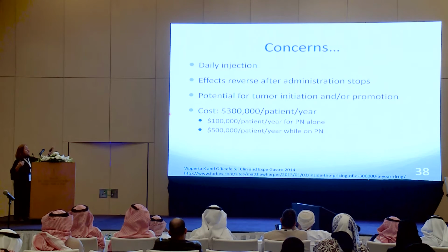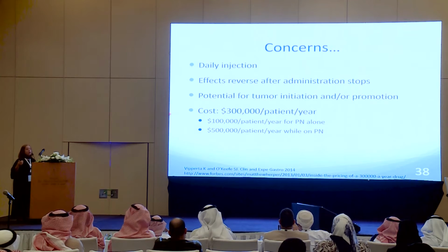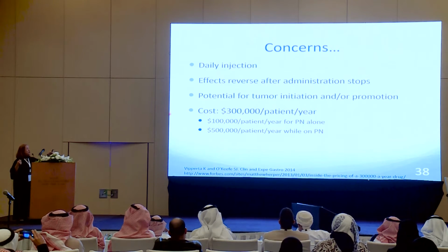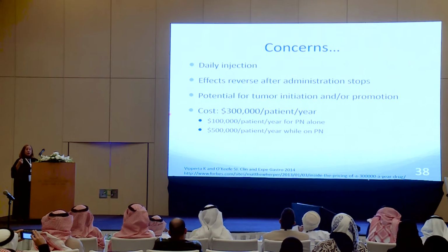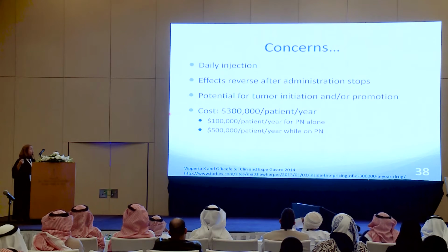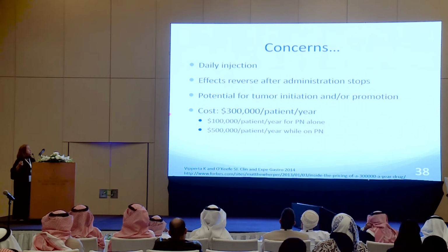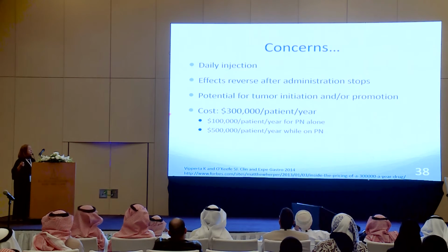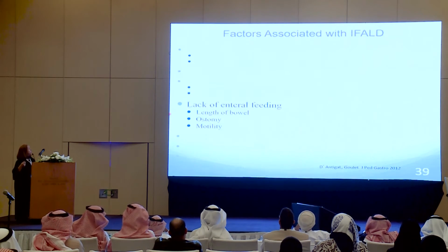Potential for tumor initiation and development is something that we are concerned about. And the cost: $300,000 per patient per year. This is a very expensive drug. But taking care of this intestinal failure patient is also very expensive. When they are on TPN, it is about $500,000 a year.